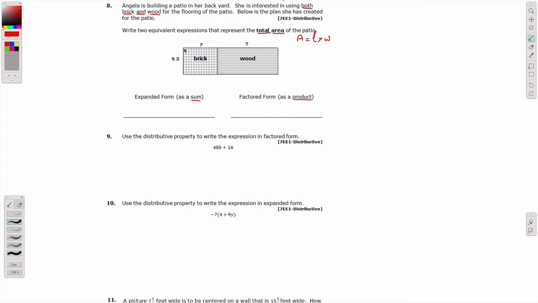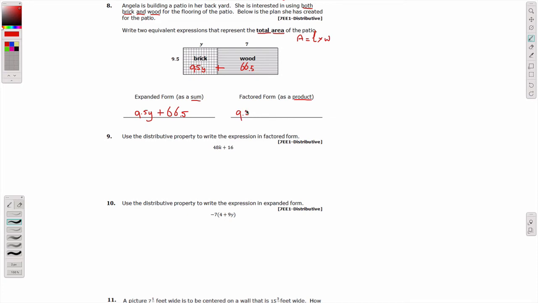Okay, here's the given information. The width is 9.5 and the length is y and 7. So this area is going to be made of brick. This area is going to be made of wood. So the total area is 9.5 times y, which I don't know, 9.5y, and also plus the wood area, which is going to be 9.5 times 7, which is 66.5. So as a sum, the area will be 9.5y plus 66.5.